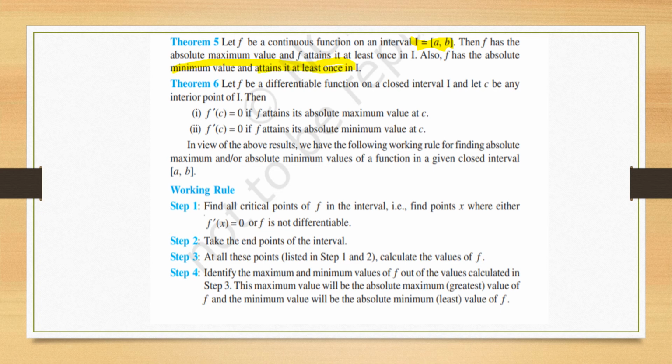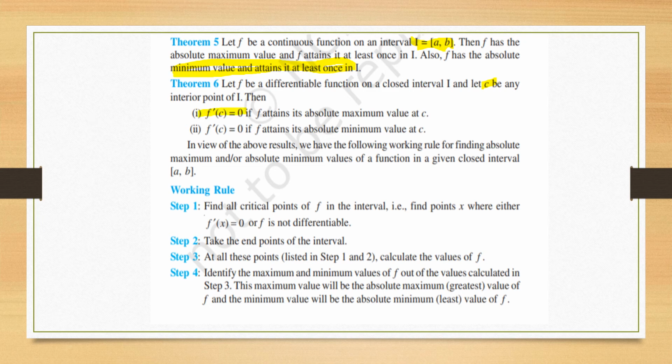So that means if a continuous function is defined on a closed interval [a, b], then definitely at least once it will attain its absolute maximum or minimum value inside this interval. Now, let f be a differentiable function on the closed interval I and c be any point interior to it. So first, f dash c equals 0 if f attains its absolute maximum value at c. And this is the critical point. We're talking about the critical point.